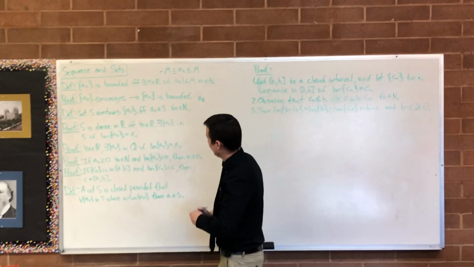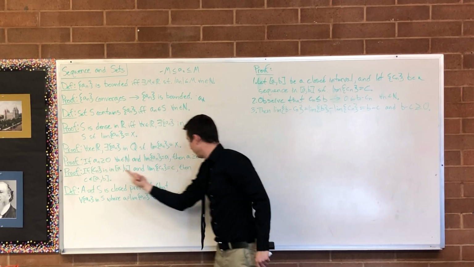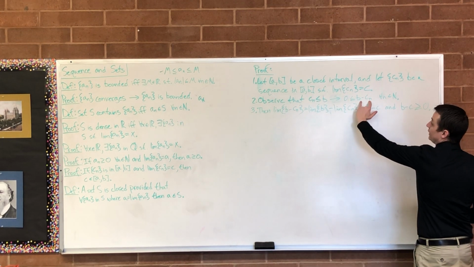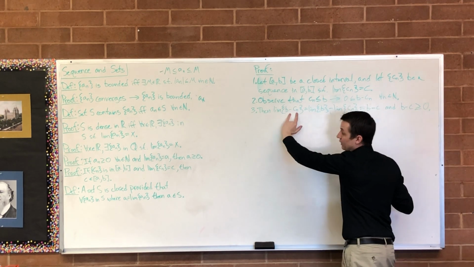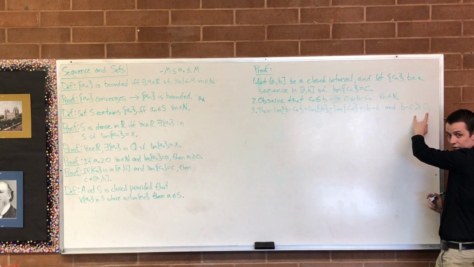Remember what this proof said? This proof said if every term in my sequence is greater than or equal to 0, then whatever it converges to is greater than or equal to 0. I know that B minus Cn is greater than or equal to 0. Therefore, the limit of that has to be greater than or equal to 0.